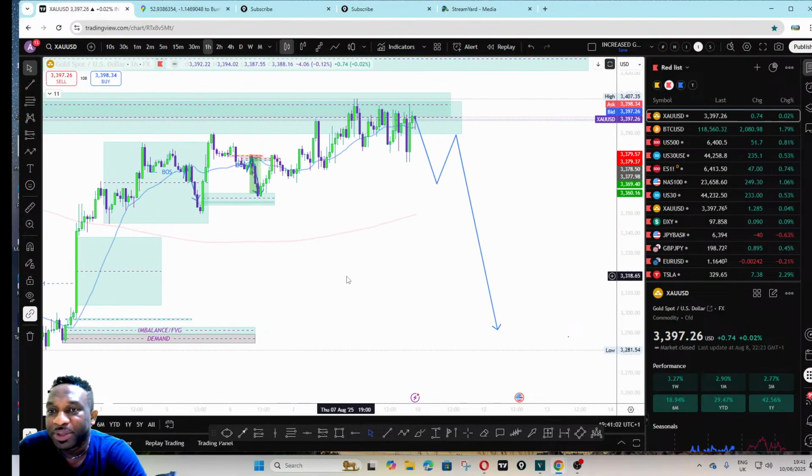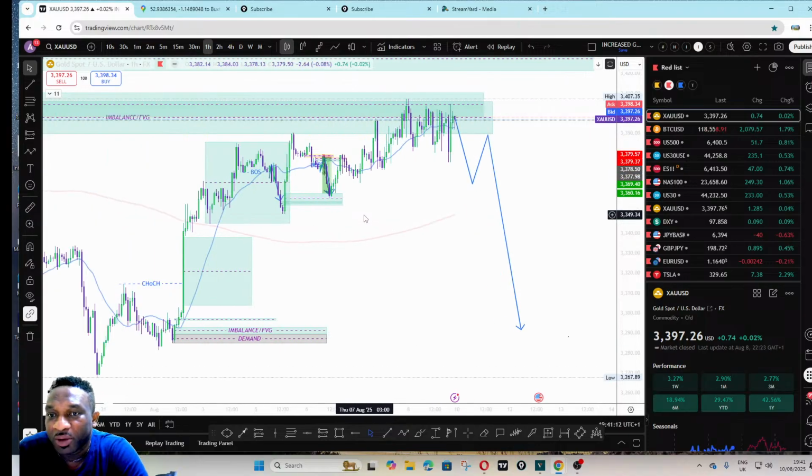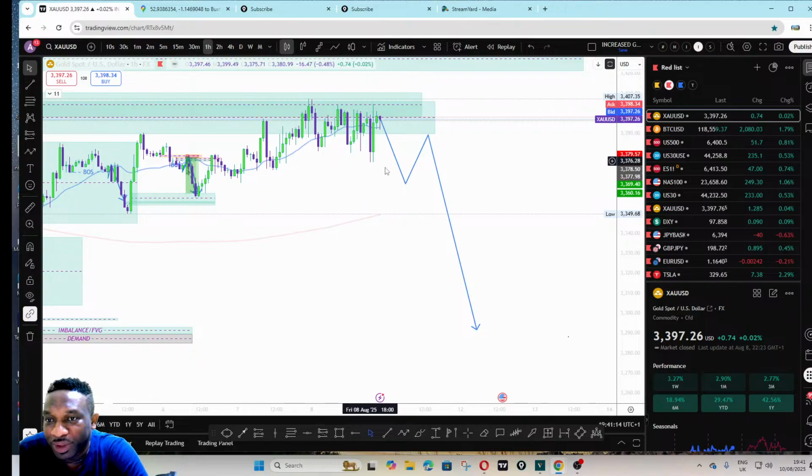So let's be on our lookout. We always want to see what is happening on the recent price action. We want to see what price is doing at the moment, and then we take our trade based on that.